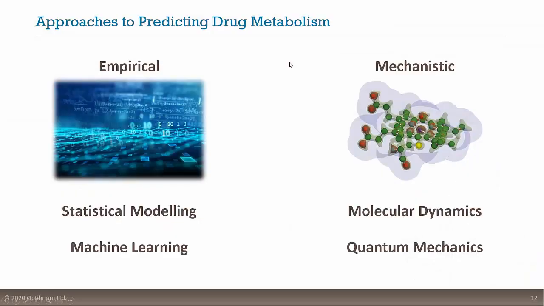Really, you can think of the different approaches as occupying a spectrum, where at one end you have the empirical methods, which are based around statistical modeling, machine learning, and all the good buzzwords like artificial intelligence. At the other end of the spectrum are the more mechanistic methods, based on trying to understand and model the mechanism leading to the drug metabolism reaction. They might use methods such as molecular dynamics or quantum mechanics, as we'll see in a minute.